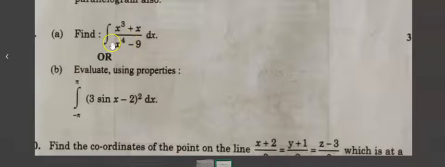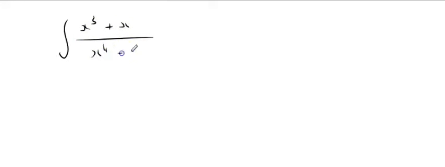Moving on to the next question. This is also a choice question. Let us go to A first. Find integration of x cubed plus x by x power 4 minus 9 dx.